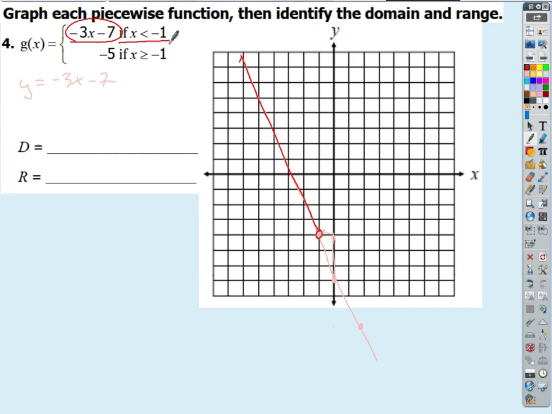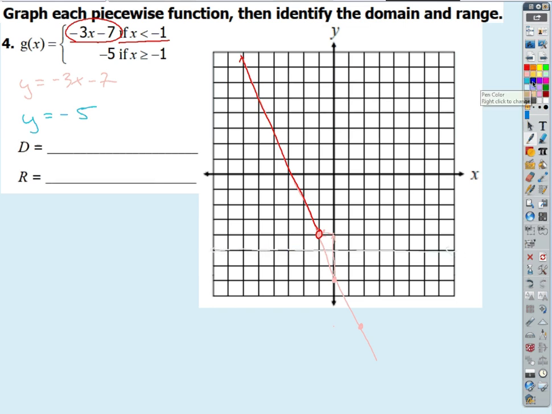All right, so then what about the other piece? The other piece is the line y equals negative 5. It's just a horizontal line, isn't it? So it's a horizontal line that intersects the y-axis at negative 5, which is right there, I think. 1, 2, 3, 4, 5. And the line's just going to go forever to the left and forever to the right.